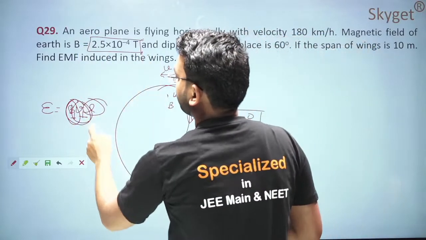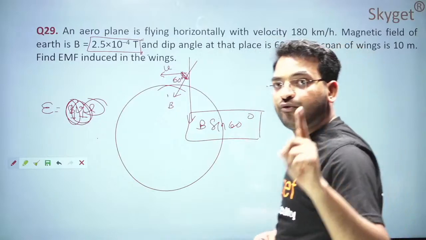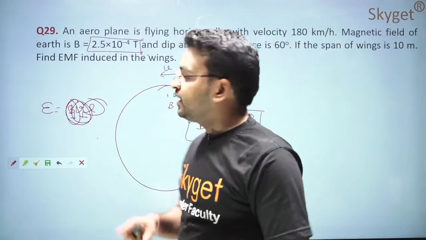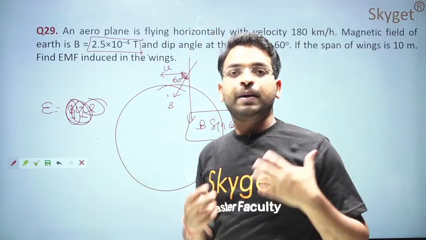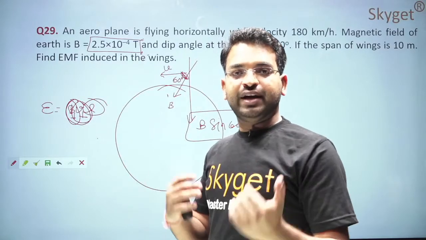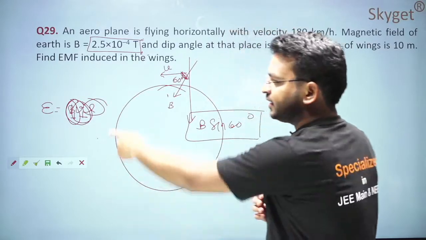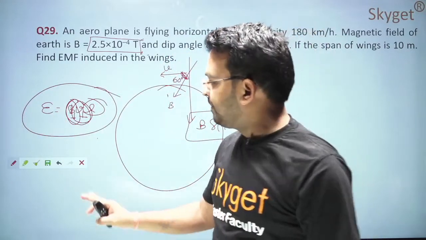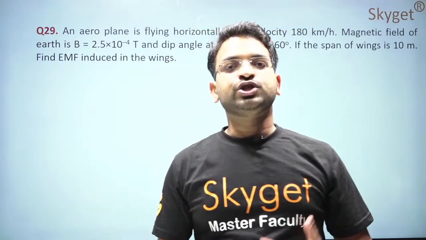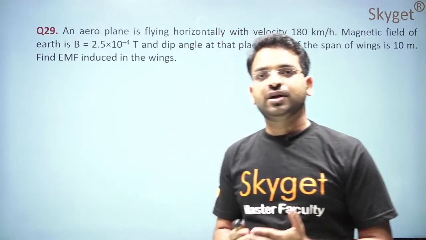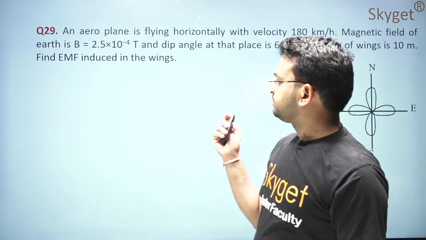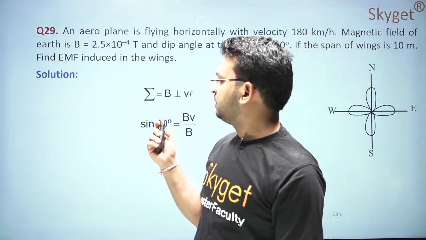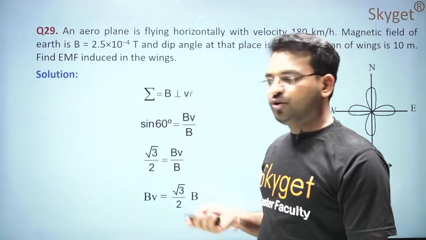The velocity is given, but remember the SI unit of velocity is meter per second, and they have given it in kilometer per hour. Make sure you multiply by 5/18 to convert into meter per second, then multiply the values and get your EMF. This is a simple step. If you understand the logic of dip angle, you understand the motional EMF concept.